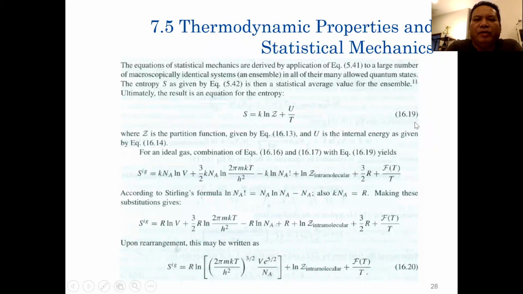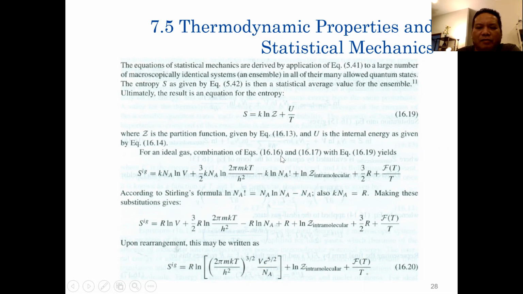Section 7.5, thermodynamic properties and statistical mechanics. Statistical mechanics is derived by application of 5.4 to a large number of microscopically identical systems, an ensemble, to all their many allowed quantum states. The entropy can be written as S equals k ln Z plus U over T, where Z is the partition function from before, and U is the internal energy as given by equation 16.14.